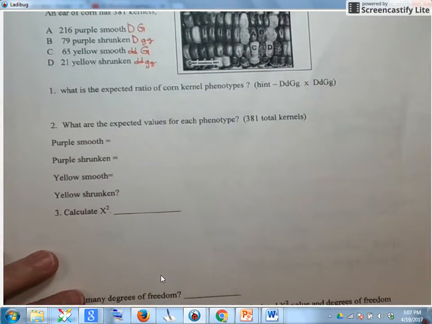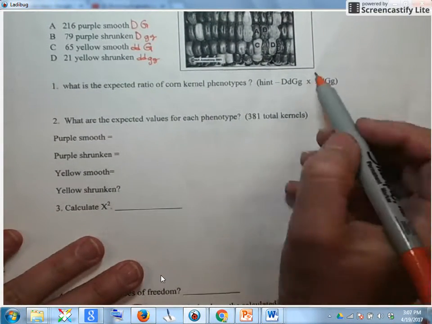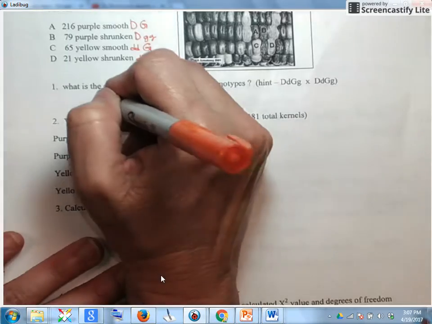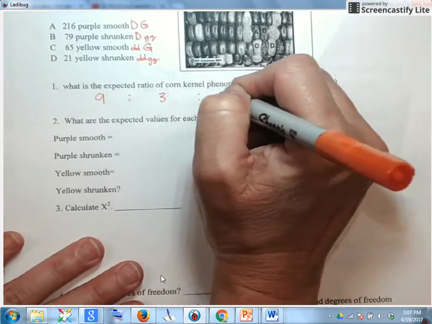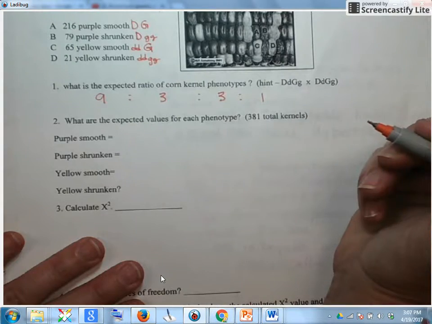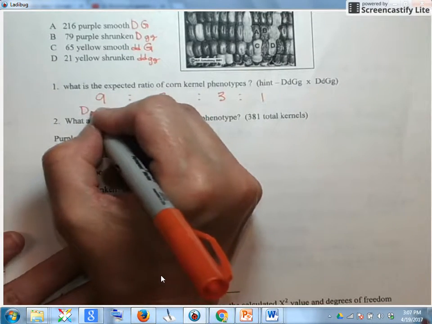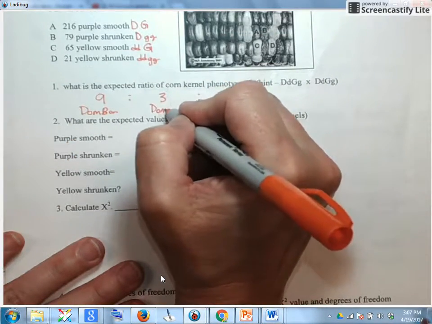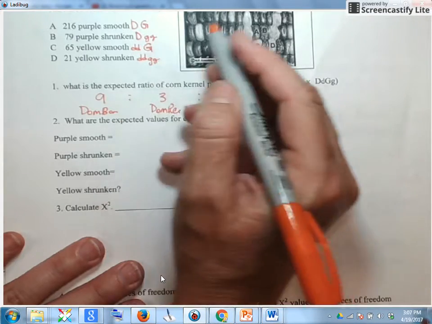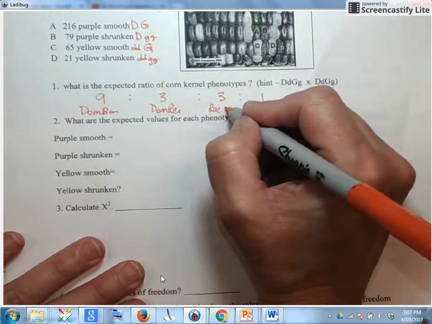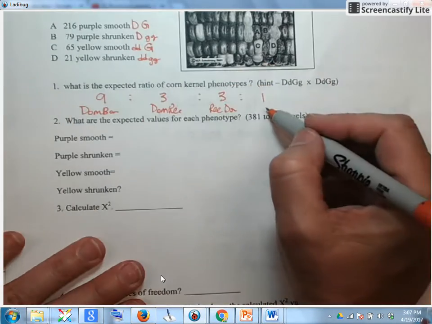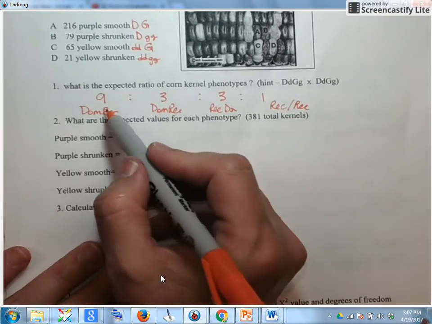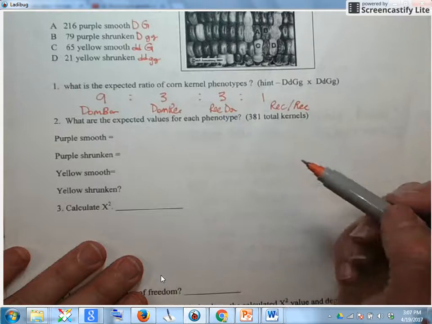All right, so first, what is our expected ratio of corn kernel phenotypes? Well, we cross heterozygous times heterozygous, and we know we should expect a 9, 3, 3, 1 ratio. 9 should be dominant. That's the purple smooth. 3 should be dominant recessive. That's a purple wrinkle. 3 should be recessive dominant. That's the yellow smooth. And this 1 should be recessive. Okay, so out of 16, 9/16, 3/16, and 1/16.